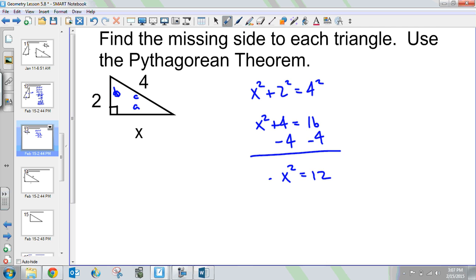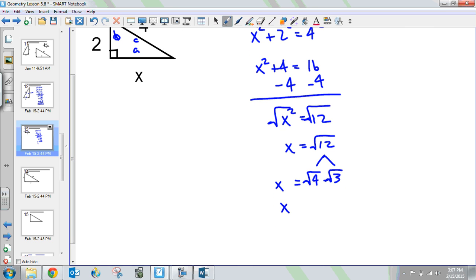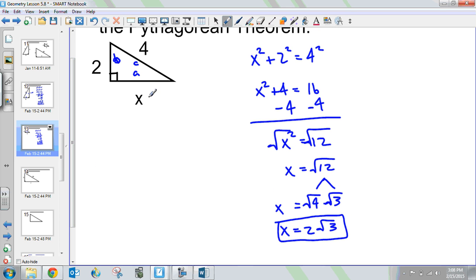Now, if I take the square root of both sides, I get x is equal to the square root of 12. That's an exact answer, but I can simplify this, and I can split this up into the product of two numbers, the square root of 4 times the square root of 3. Now I can take the square root of 4, and I get x is equal to 2 times the square root of 3. Huh. Well, that's interesting, because we got kind of a similar answer on the last one. So this is 2 times the square root of 3.